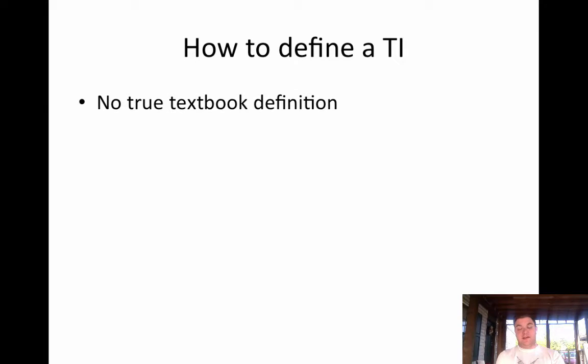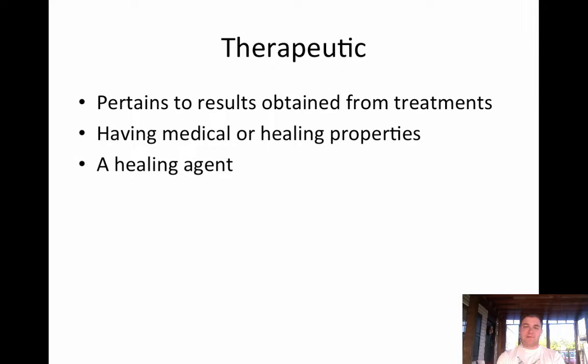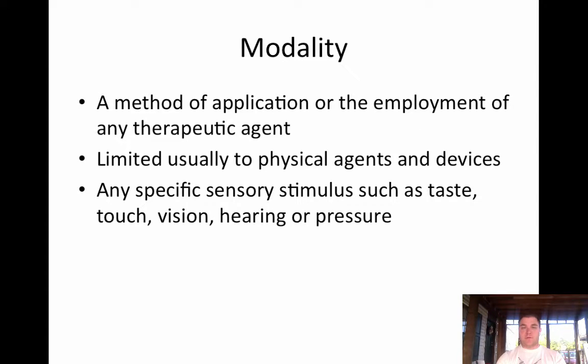How to define a TI, which is therapeutic intervention? There's no true textbook definition, which is kind of crazy, right? The definition we're going to use for our lecture is this. Well, we know therapeutic pertains to results obtained from treatments. We know it has medical or healing properties, and it could be a healing agent. Now, if we look at the second part of that word, modality is a method of application or the employment of a therapeutic agent, limited usually to physical agents and devices, but any specific sensory stimulus such as taste, touch, vision, hearing, or pressure.